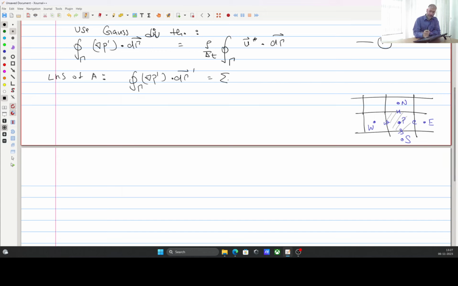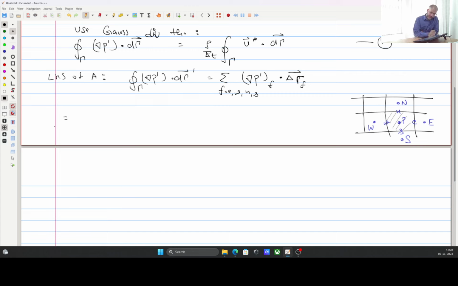So this becomes a summation over the 4 faces. It's a surface integral. We have 4 faces: east, west, north, and south. And then we get grad P prime over the face dotted with the area of that face, which is d gamma f. So delta gamma f, because d gamma is used for the infinitesimal, and this time we have 4 areas which are delta gamma: east, west, north, and south. Right. So this time we'll discretize as well. So first let's simplify this.